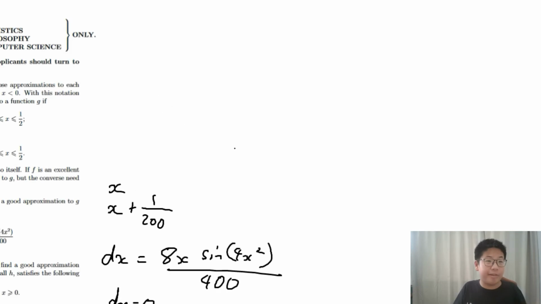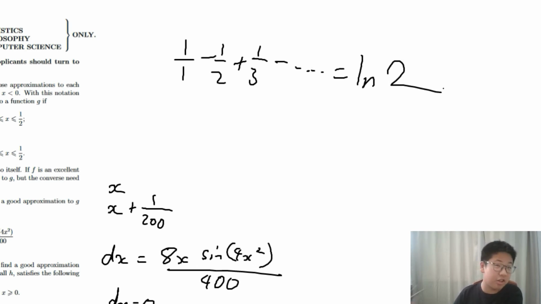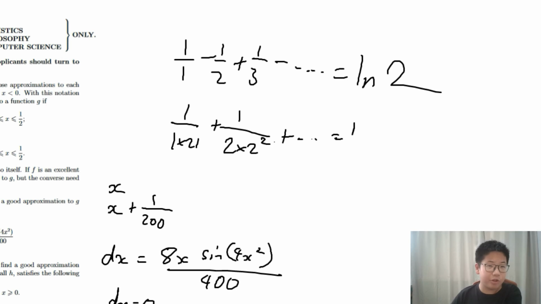Now let's talk a bit about Taylor series. Why am I so excited about this question? Because of one of my favorite Taylor series, and I discovered this when I was 8. So 1 over 1 minus 1 over 2 plus 1 over 3 minus dot dot dot equals one of my favorite constants of all time, ln 2. And this series also amounts to ln 2: 1 over 1 times 2 to the 1, plus 1 over 2 times 2 to the 2, plus dot dot dot equals ln 2.